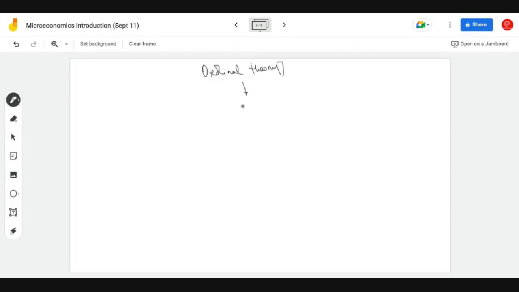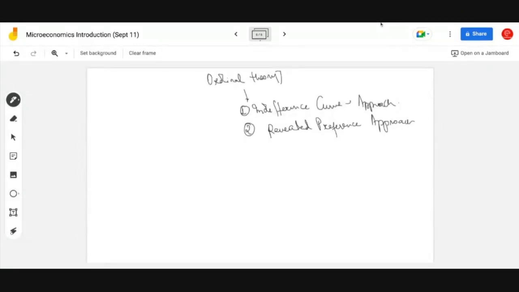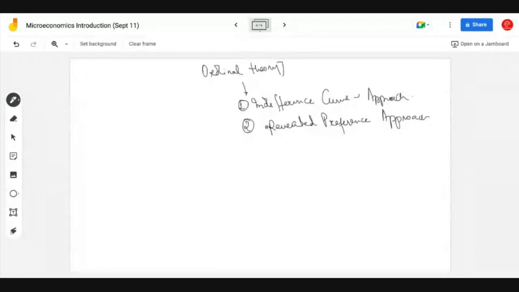So two approaches will be your indifference curve, and the second is the revealed preference approach. Okay. So these are the two different approaches that we'll be looking at. However, we'll be looking at the indifference curve approach in detail because most of the consumer theory is built around this indifference curve approach. Okay.